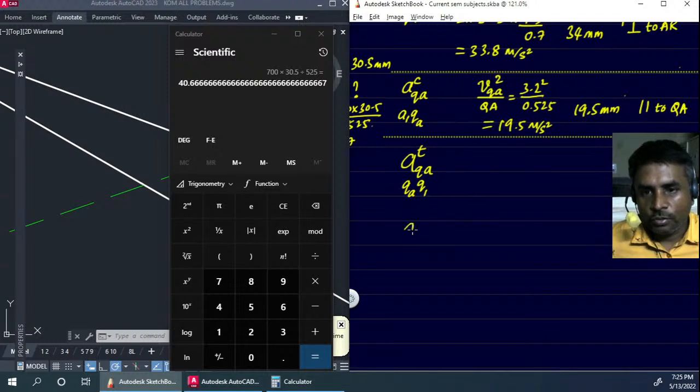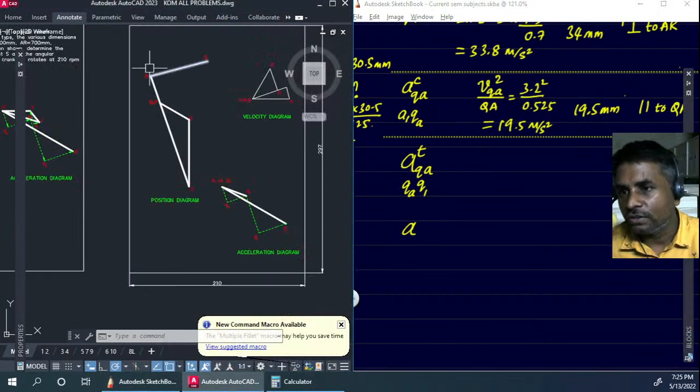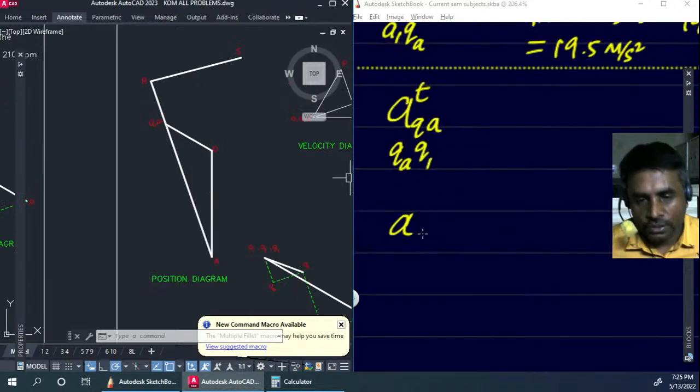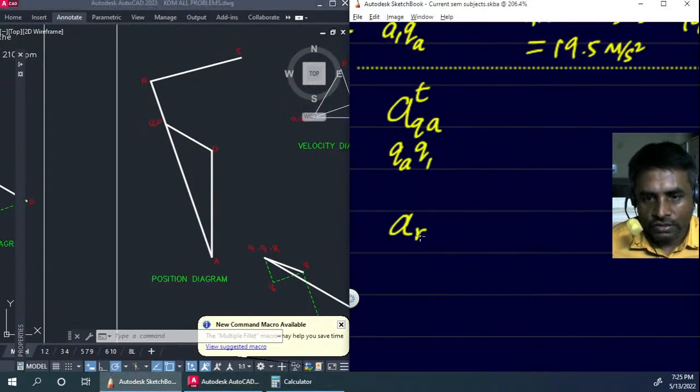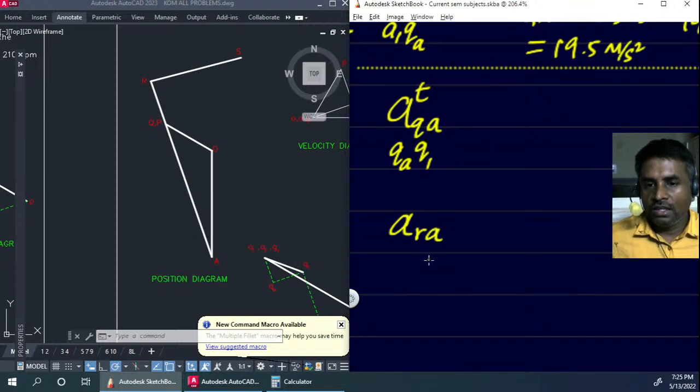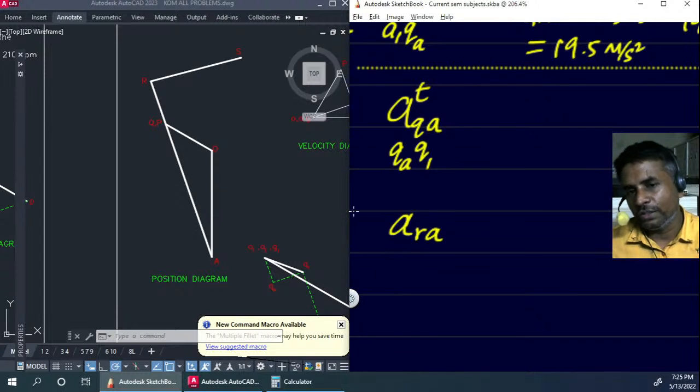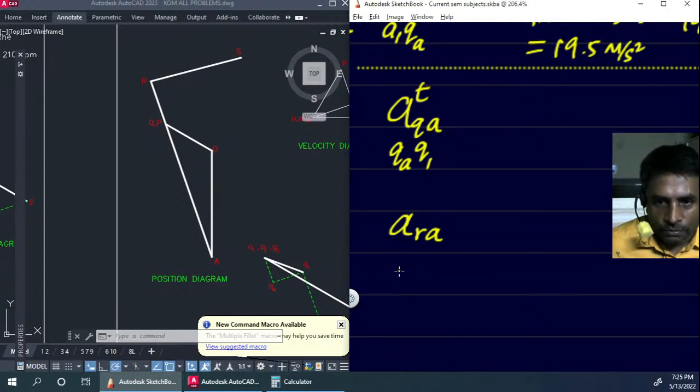And what's that going to provide us? That's going to provide us the total acceleration of the point R with respect to the fixed point, that is, let us say A. And vectorially, how are we going to represent it? We are going to start at point A1.